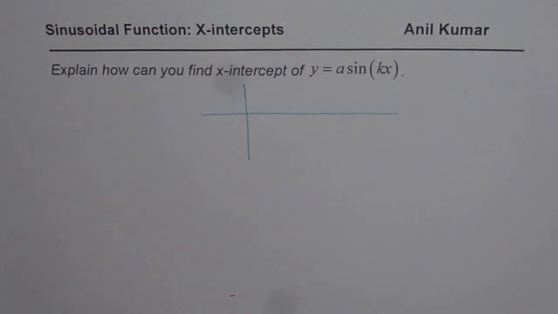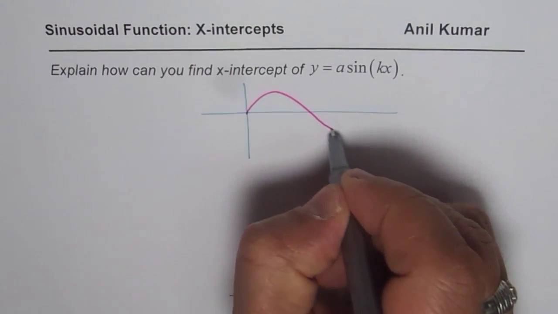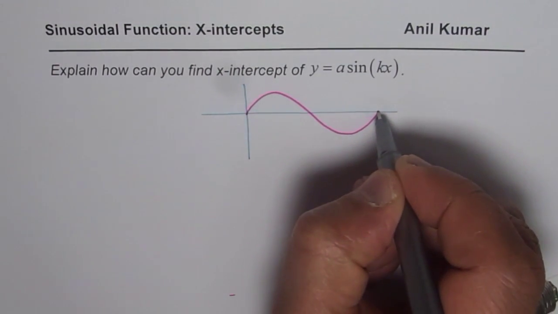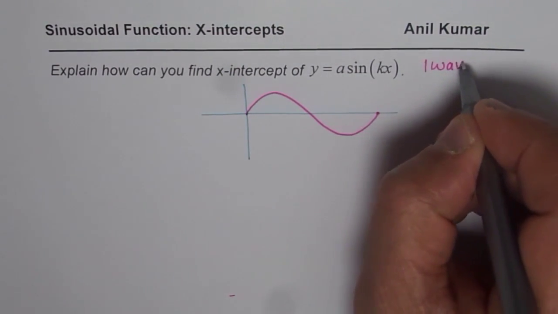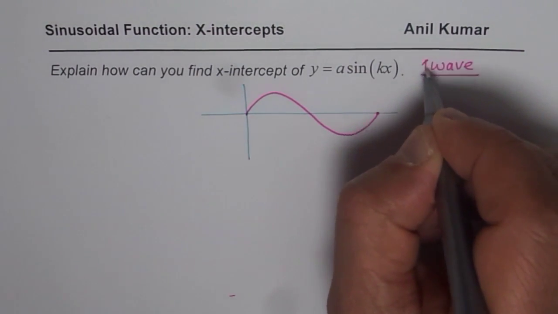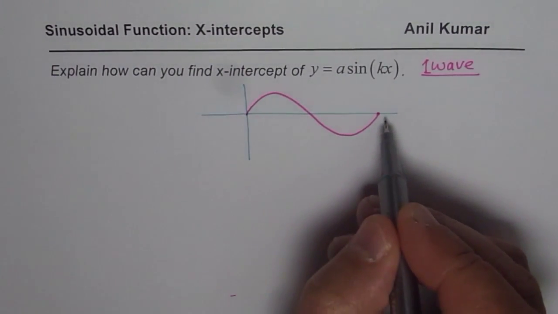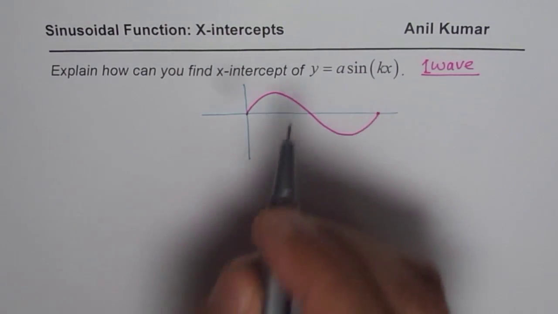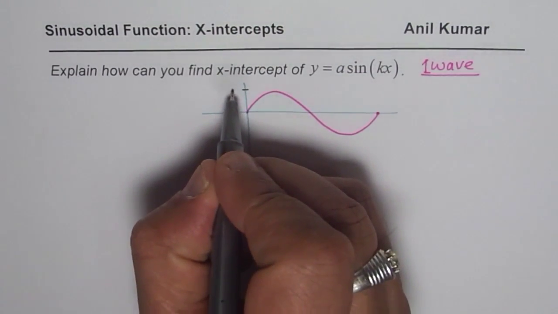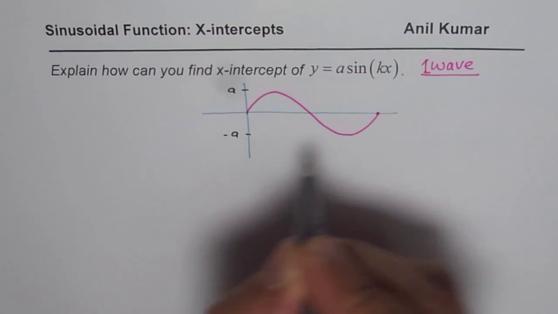Let us first consider a sine function. So sine function basically will start like this, right? So that is one wave. So let's just concentrate on one wave. Okay, so that is a sine wave. If I have y equals a sine kx, it really means that the amplitude is a, so the maximum is a, minimum value is minus a.